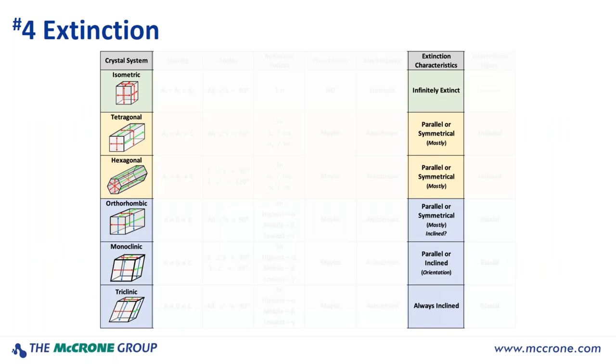Understanding the extinction properties of a particle provides insight into other properties and can be used to narrow down or confirm the possible choices. As you see here in my table again, I have isometric crystals, which are infinitely extinct, they'll always be black. And the different particles are going to exhibit different types of extinction based upon their morphology.